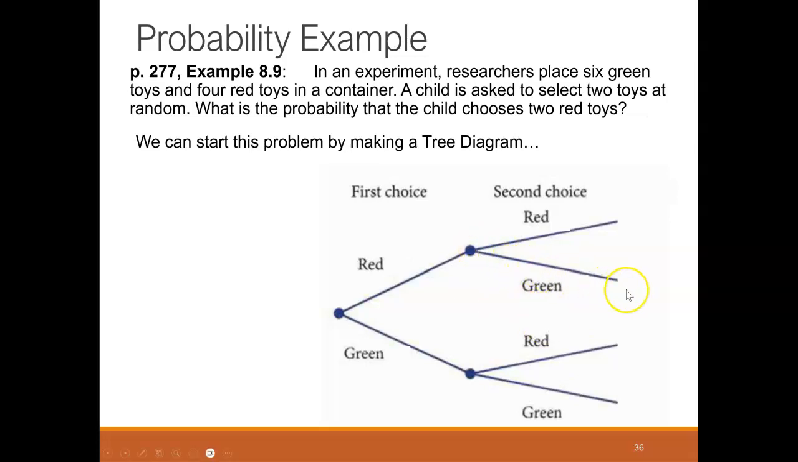The probability for green, well, there's still 4 green toys there, but now there's only 9 toys total, so it should be 4 out of 9. Everybody's okay with that? And then down here, the probability for red, well, we've removed 1 green toy, but no red toys, so still 4 red toys in there, but there's only 9 total toys, so 4 out of 9. And then green, we've removed a green toy, so now there's only 5 green toys left and 9 total toys, so that one should be 5 out of 9.